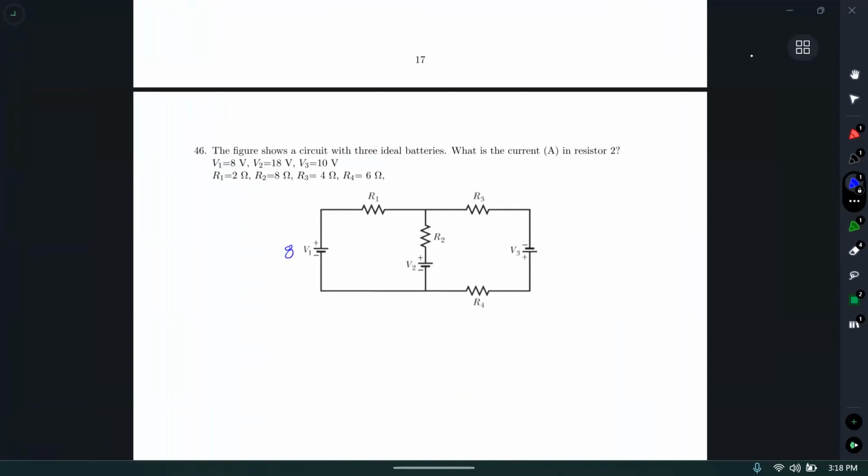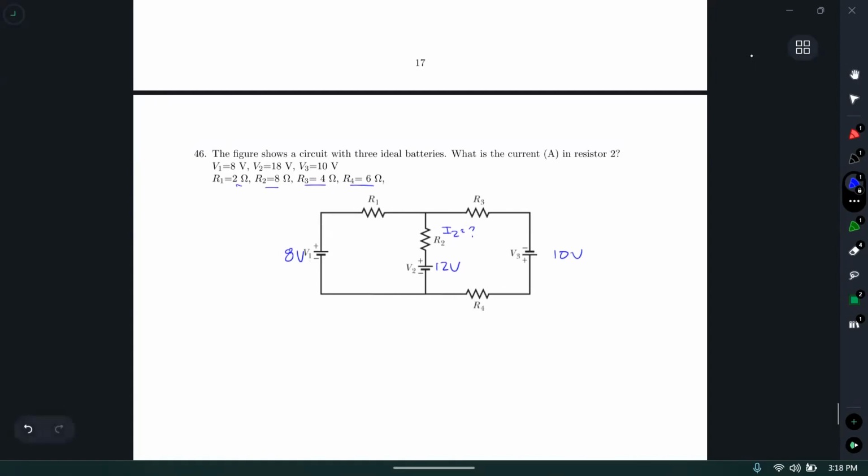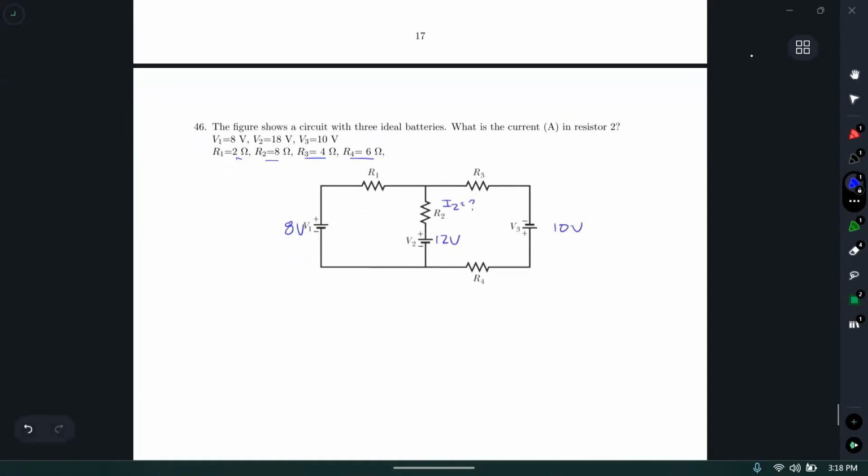We've got an 8-volt battery right there, a 12-volt. We've got a 10-volt right here. I should point out that it's going the other way. That could be relevant. What is the current in resistor 2? So what is I2, the current through that resistor? Okay, I'm given these values of resistance, and I need to solve this. I'm seeing multiple batteries. That's telling me I should look at Kirchhoff's.